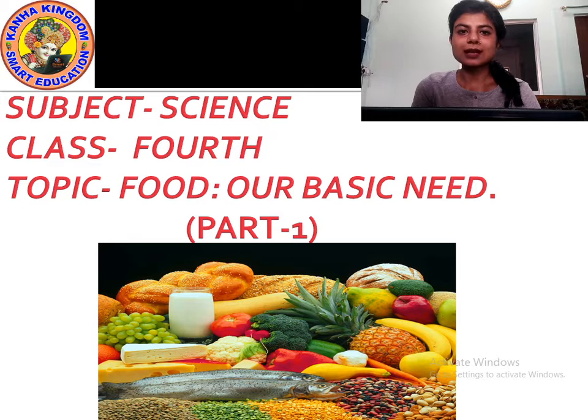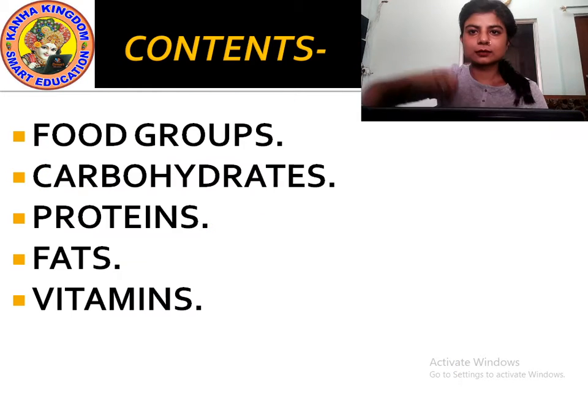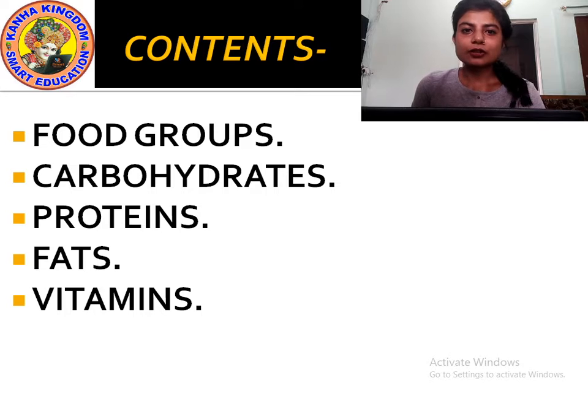So what are the contents that we are going to study in this chapter? Let us move towards the contents. Students, the contents of our chapter are food groups, carbohydrates, proteins, fats and vitamins. There are more contents in this topic. We will study that further in part 2. But for now, in part 1, we are going to study about the food groups, then carbohydrates, proteins, fats and vitamins, okay?